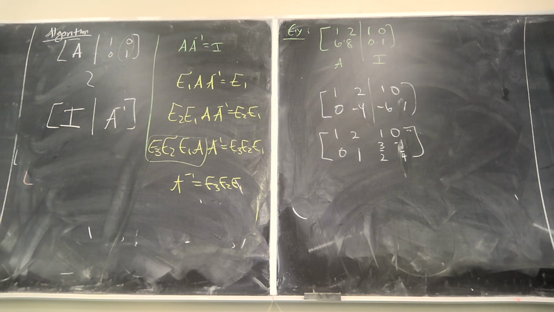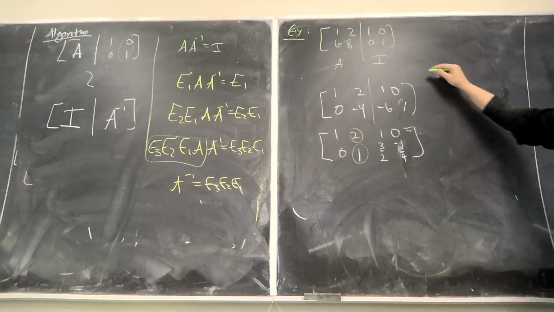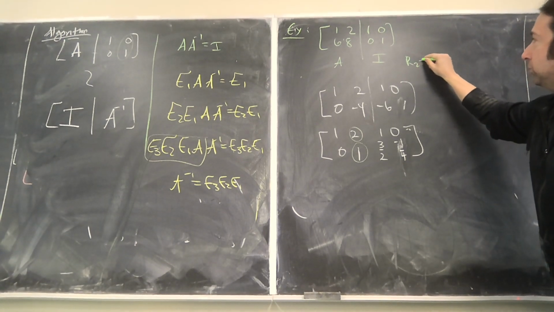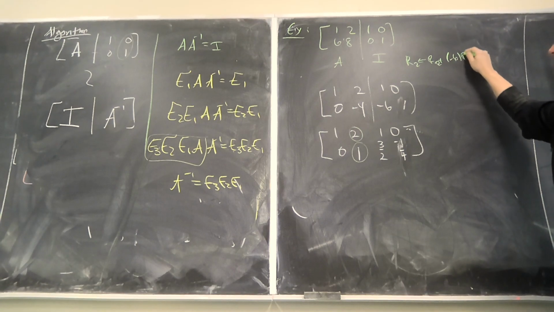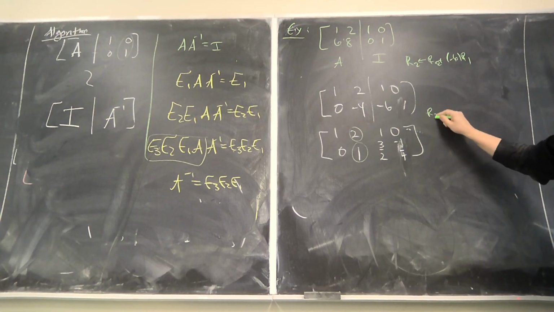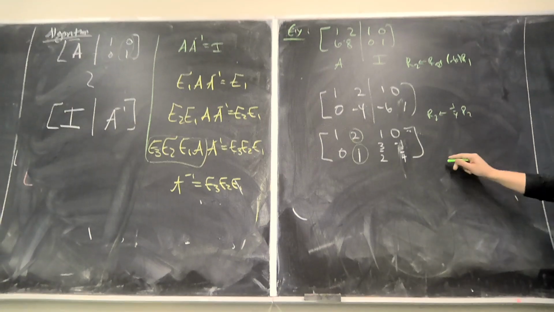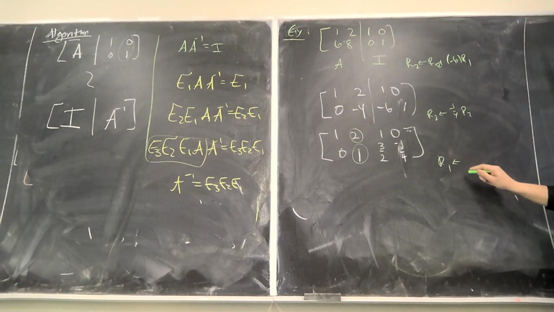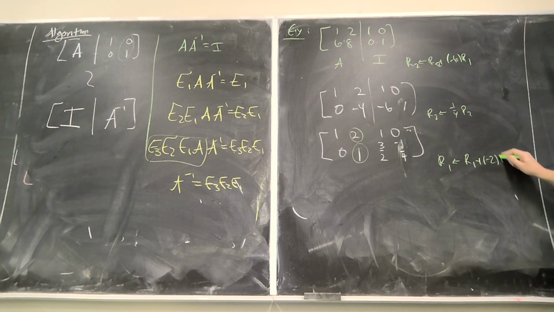Okay, now I'm going to use this position to get rid of the 2 up here. I guess I should write down the row operations. This was row 2 becomes row 2 plus negative 6 row 1s. This step was row 2 gets replaced by minus 1/4 of row 2. And now for the last step I'm going to do row 1 becomes row 1 plus negative 2 times row 2.